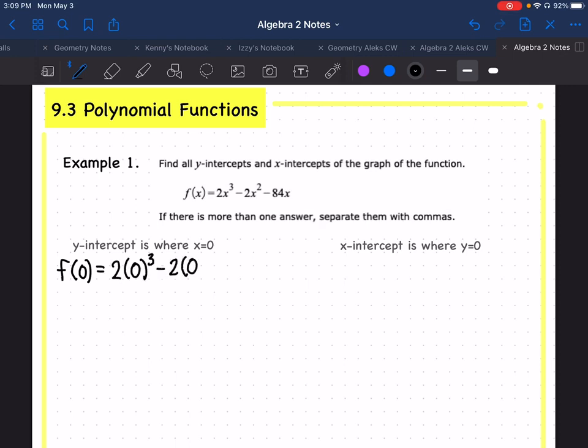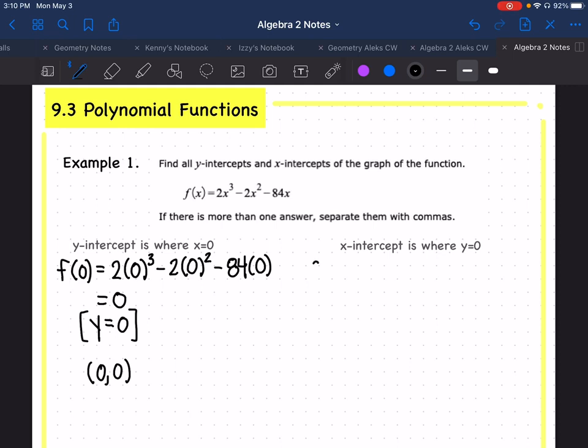Remember, whenever I multiply by 0, I get 0. So notice that each of our numbers, both of the 2's and the 84, are getting multiplied by 0, and so we end up with 0. And so we have y is equal to 0, which is our y-intercept. If you think of it as an ordered pair, you would think of it as the ordered pair 0, 0.